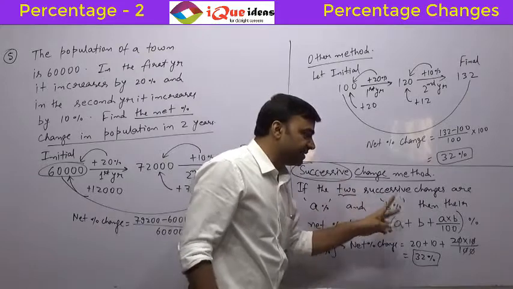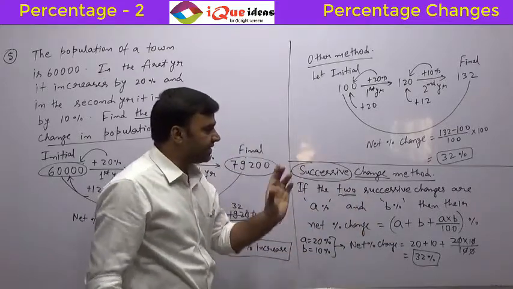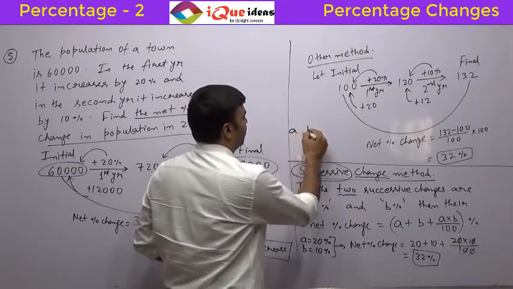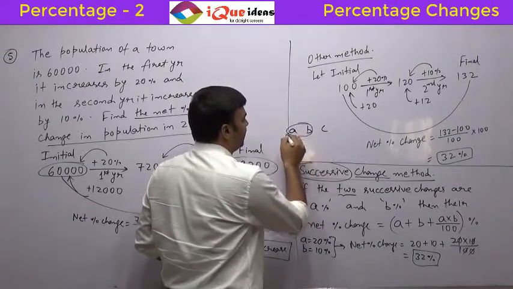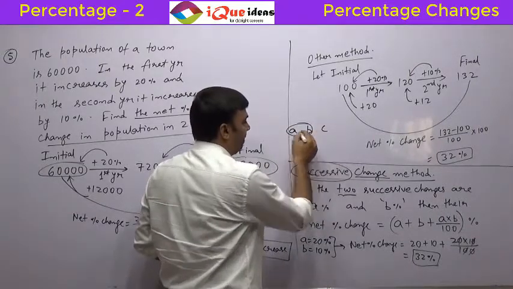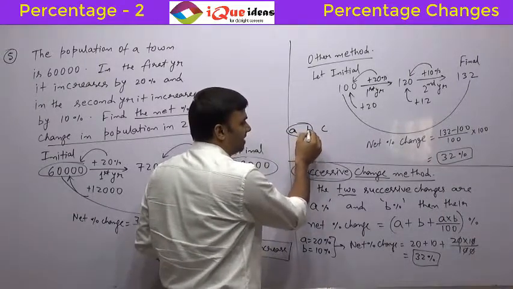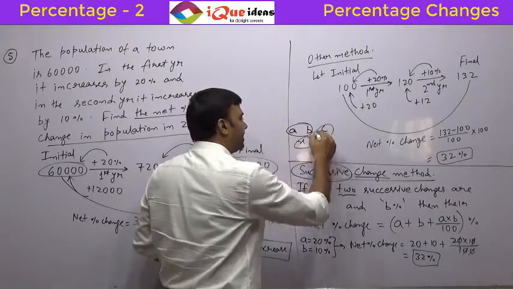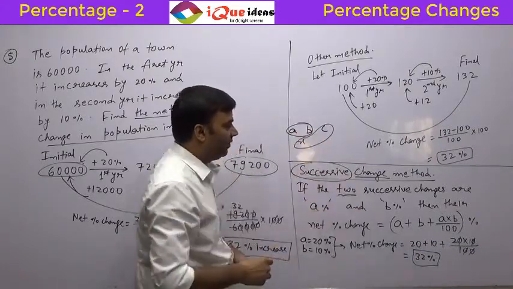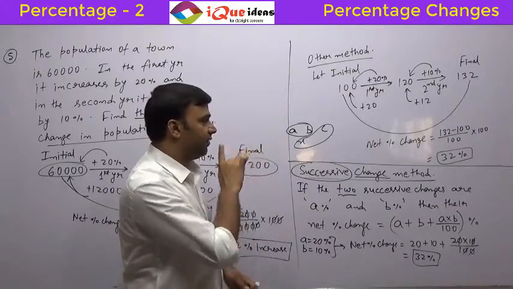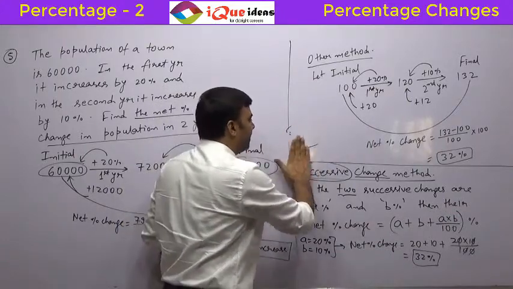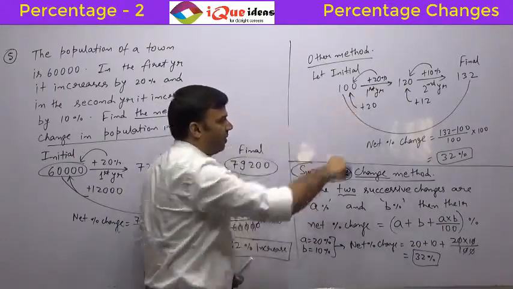If there are three changes, then what do you need to do? First, find the successive change of, let's say if there are three changes A, B, C. First, find the net change of this, let's say it is X, by using the formula A plus B plus AB by 100, and then take X and C as successive to find the net change of X and C. That will be the net change of ABC, right? But in that case, I think this 100 wala method will be more useful.